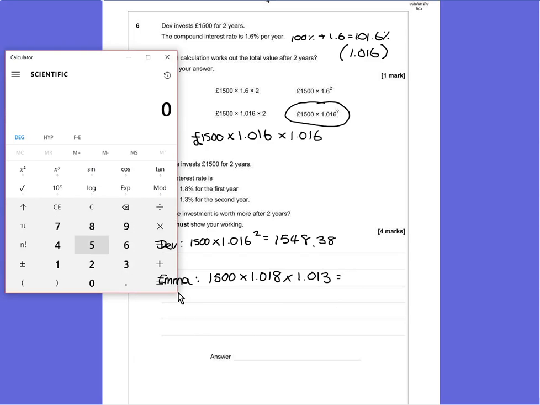Remember to clear your calculator and start with 1,500 multiplied by 1.018 multiplied by 1.013. Press equals, and we end up with the amount for Emma as 1,546.85.